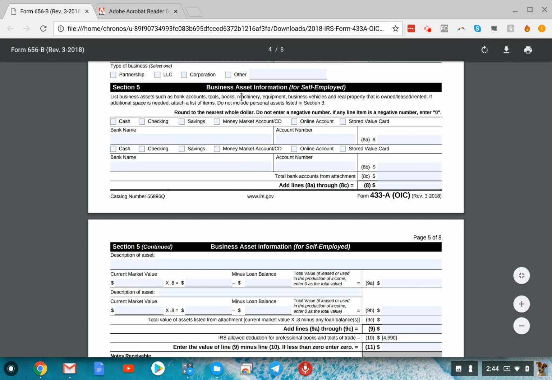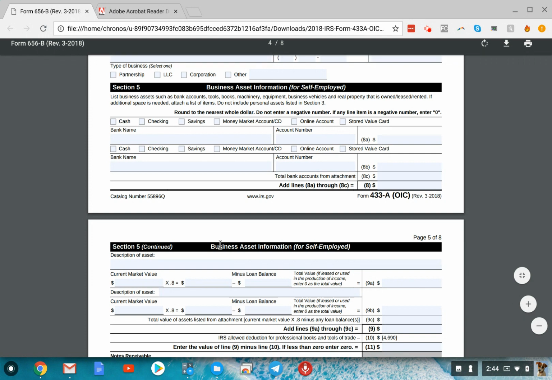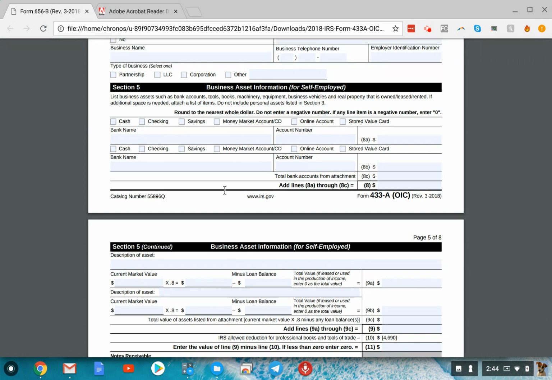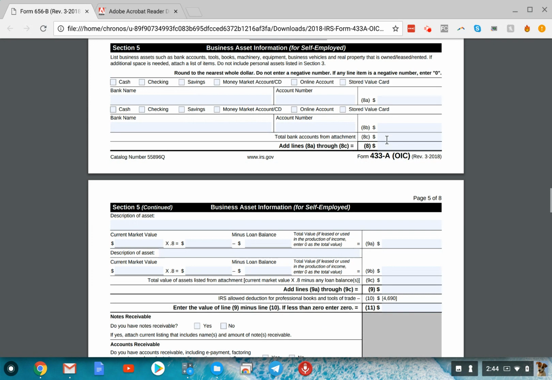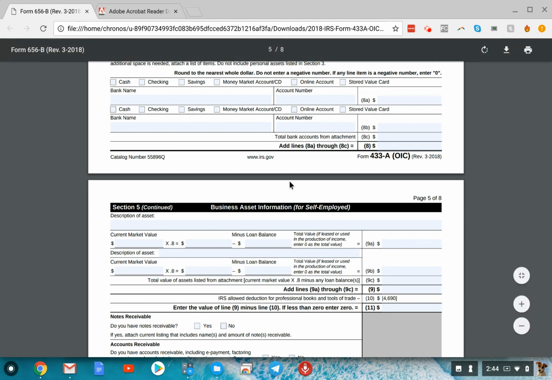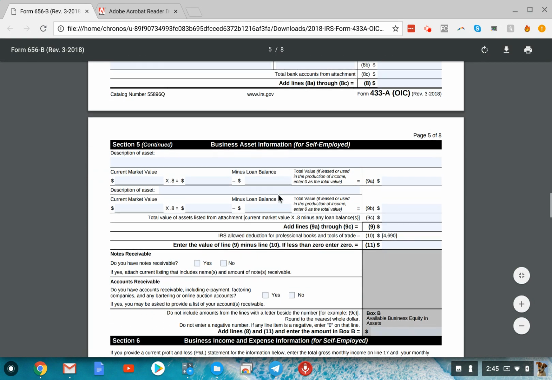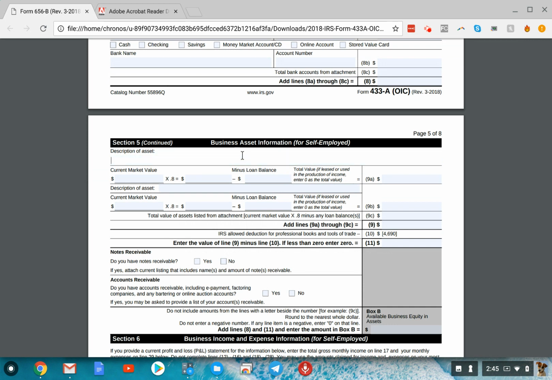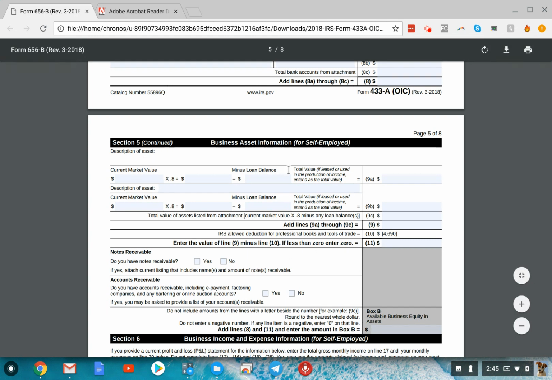Okay, business asset information. This is for self-employed. They're going to try to see, what do you have? You have money in the account. Is there no money? And you guys, if you're not self-employed, you can skip forward a little bit in this video and just skip this section. They want to know assets. Most people are going to have almost no assets. Things that would be assets would be like if you had a body shop or there's expensive tools.